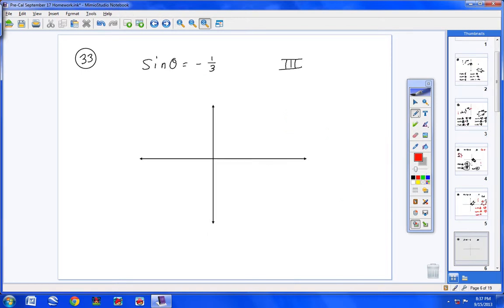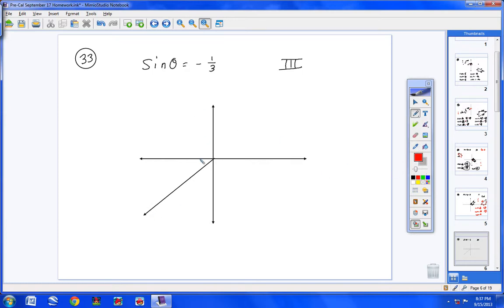Number 33. All right, find the other 5 function values, give exact answers. So we're in quadrant 3. So we're over here, and the sine of theta is negative 1/3. So let's be really careful here. We know we're in quadrant 3, so let's draw our ray coming out. There's our ray. All right.